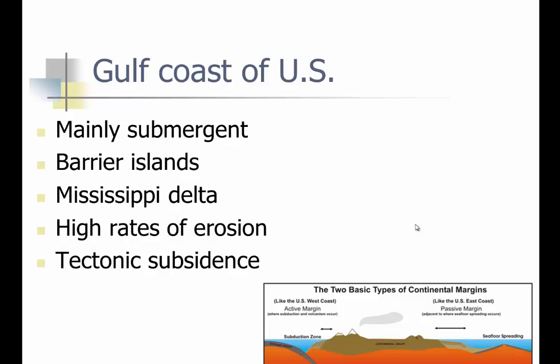Gulf of Mexico, very much like the East Coast, it is a passive margin, so submergent, barrier islands, Mississippi Delta forming, high rate of erosion from the middle of the continent. And we also have tectonic subsidence where, as the sediment goes down from the Mississippi River onto the Gulf of Mexico, that ocean floor will actually push things down, causing bending and tectonic subsidence.